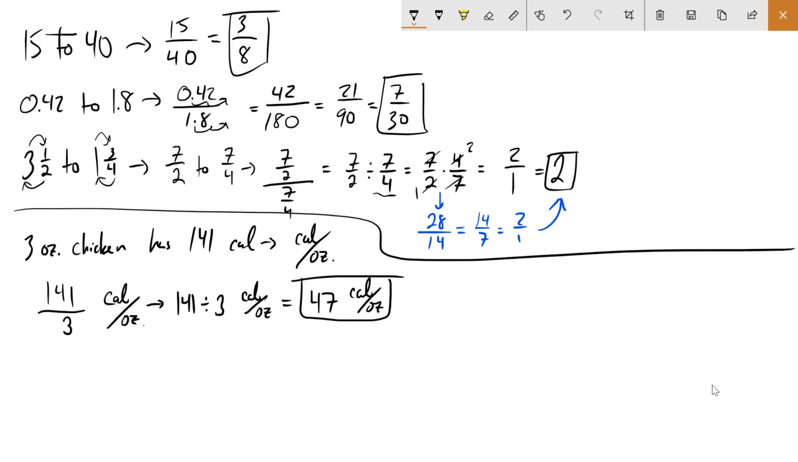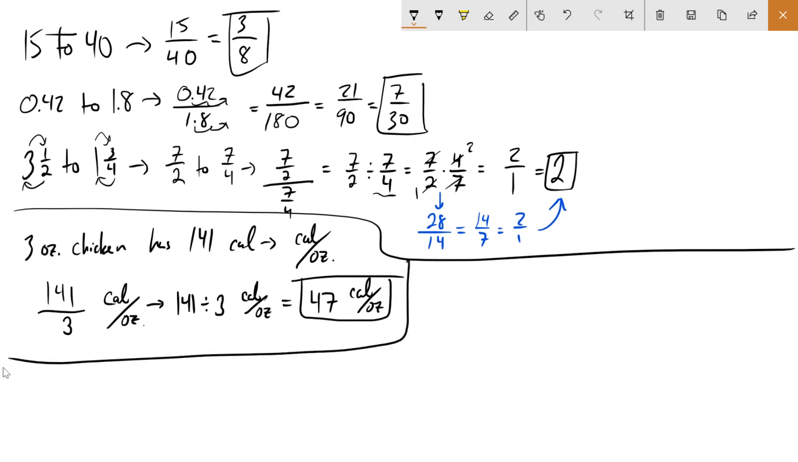Okay? And so you pay attention, because you could also calculate ounces per calorie. It'd come out to a really small number. But if you wanted ounces per calorie, it'd flip the unit, which would also mean you need to flip your division and do it the other way. Okay, so the unit matters.